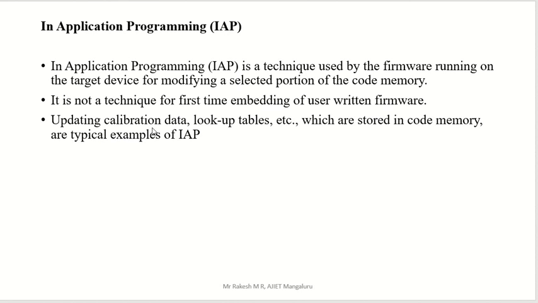Updating calibration data, lookup tables, etc., which are stored in code memory, are typical examples of IAP. That means updating some tables, some data, or some part of the code variables, we can do that, but we can't install initial software by using in application programming.